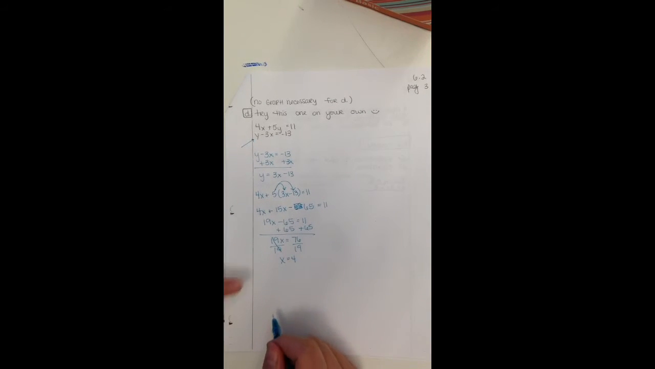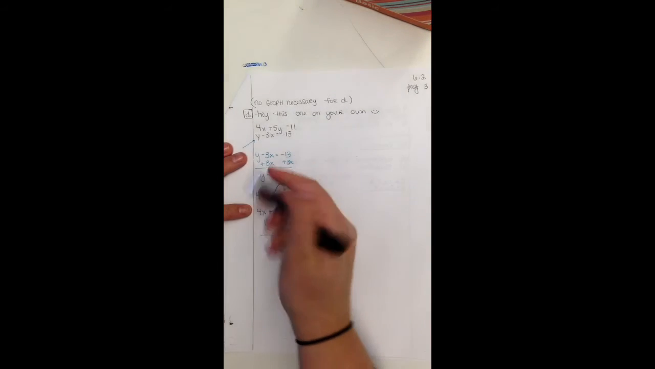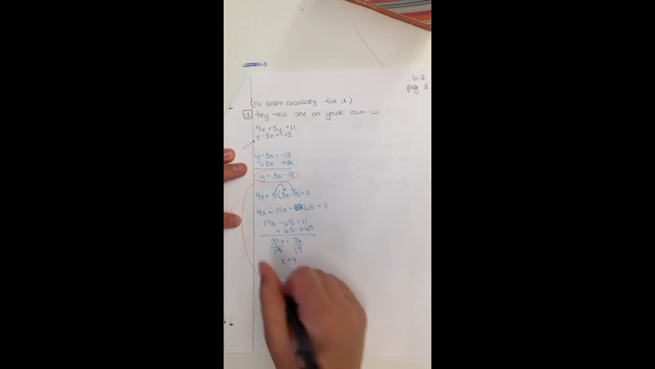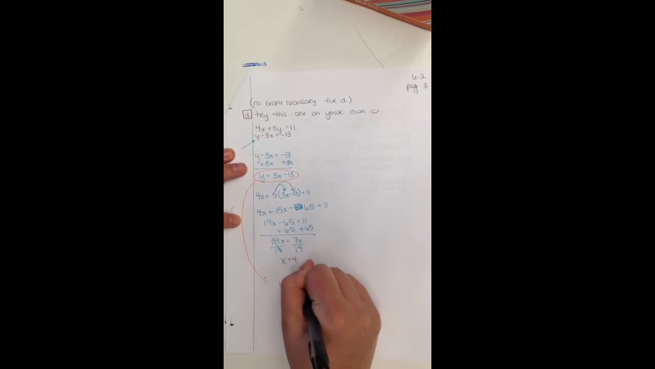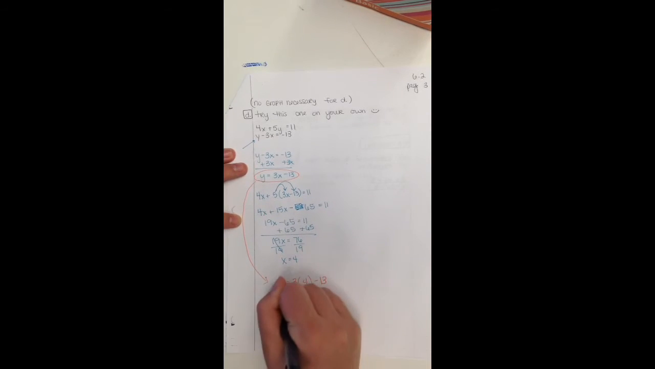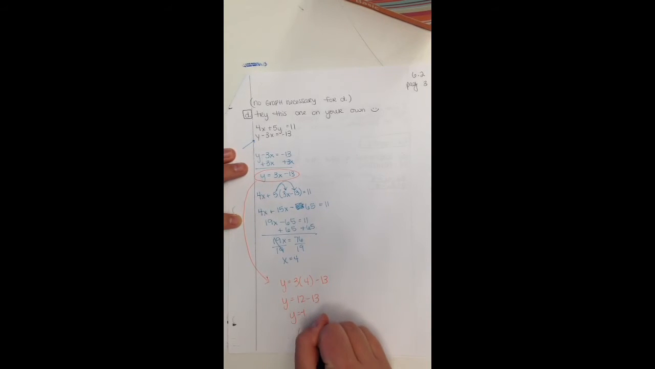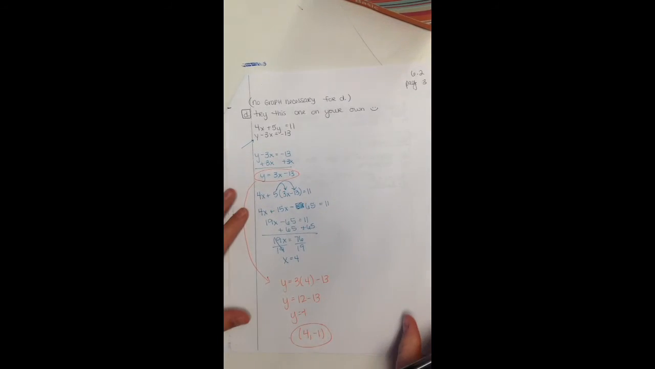Now I just have to go ahead and plug them in. I'm going to choose this one again because it's already solved for y, so it's going to make my life easier. And I get y equals 3 times 4 minus 13. Y equals 12 minus 13. Y equals negative 1. So I have an x and a y value, which gives me my ordered pair of 4, negative 1. Go ahead and turn the page.